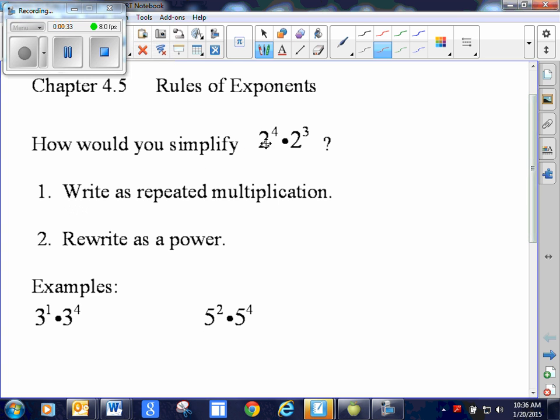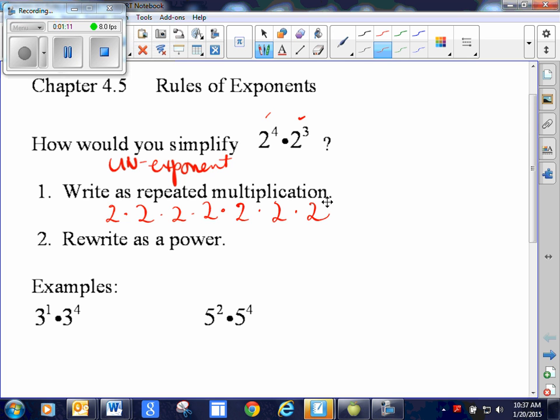So let's look at 2 to the 4th times 2 cubed. If I asked you to simplify this and do it by writing as repeated multiplication, we are going to, my word that you might remember from last week, "unexponent", which I don't think is a word. We are going to unexponent 2 to the 4th and 2 to the 3rd and see what we have. 2 to the 4th is 2 times 2 times 2 times 2. So that takes care of that guy, times, and then 2 to the 3rd is 2 times 2 times 2.